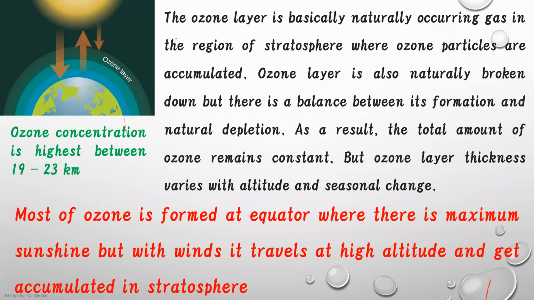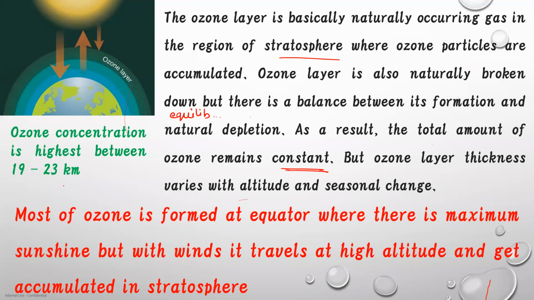Now look at this. The ozone layer is basically a naturally occurring gas in the region of the stratosphere where ozone particles are accumulated. Ozone layer is also naturally broken down, but there is a balance between its formation and natural depletion. This is what I was just now telling, that there is a natural equilibrium. This equilibrium is achieved. As a result, the total amount of ozone remains constant. But ozone layer thickness varies with altitude and seasonal change.